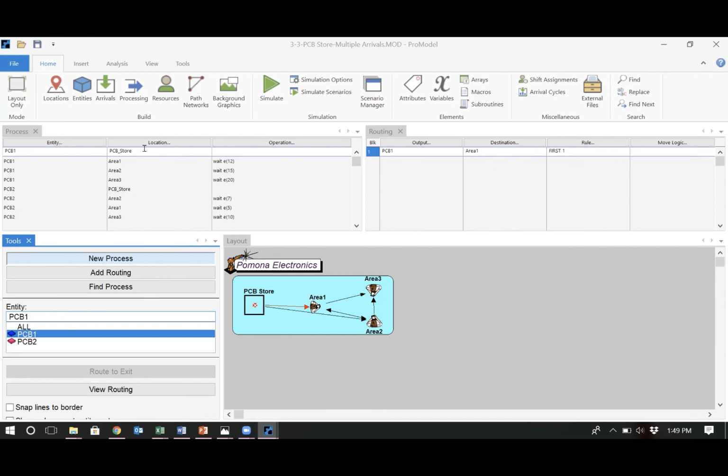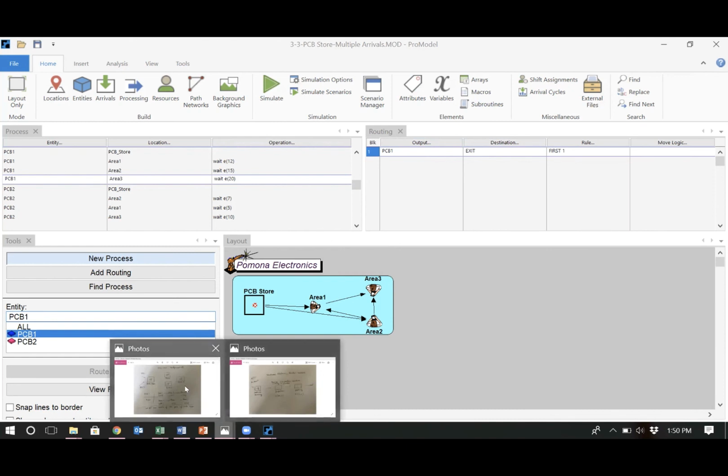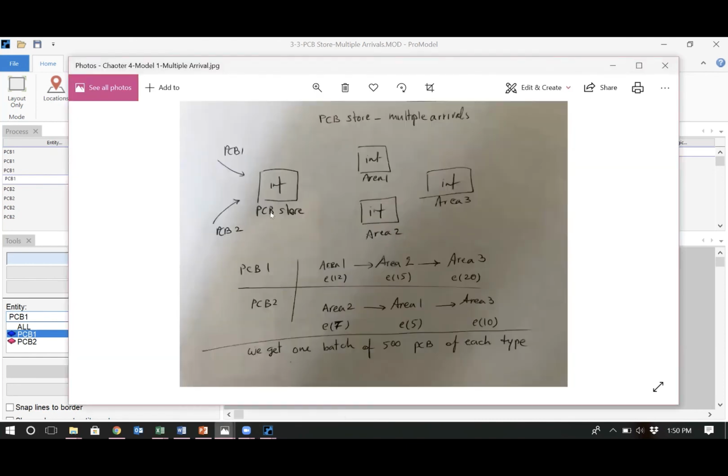So for PCB1, we go from PCB store to area 1 and then from area 1 to area 2 and then from area 2 to area 3 and then from area 3 to exit. That's what I also mentioned here, going from PCB store to area 1 and then area 2 and then area 3 and then exit. And I gave you the processing time for each one of these areas.